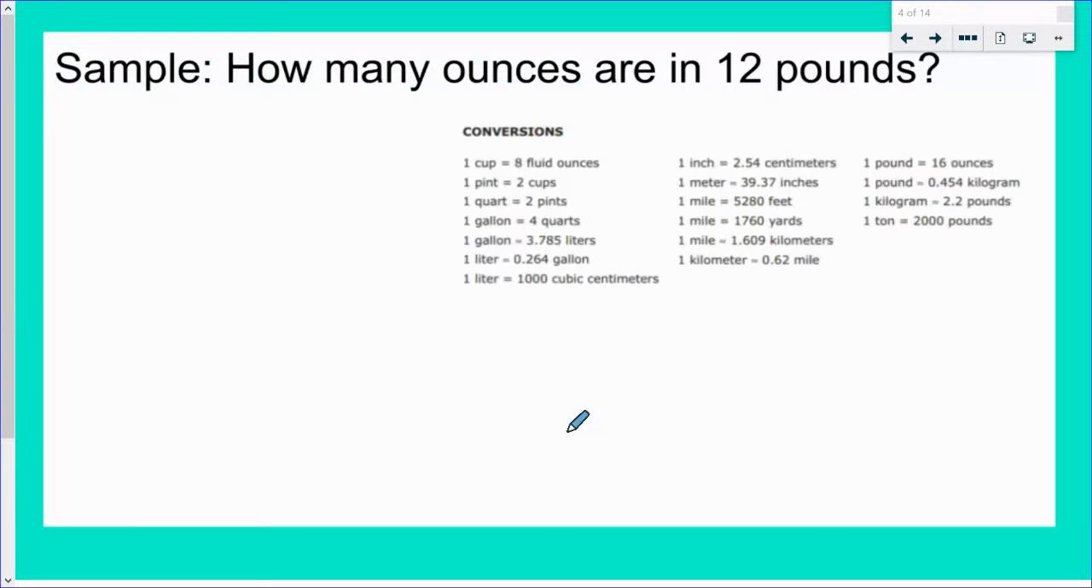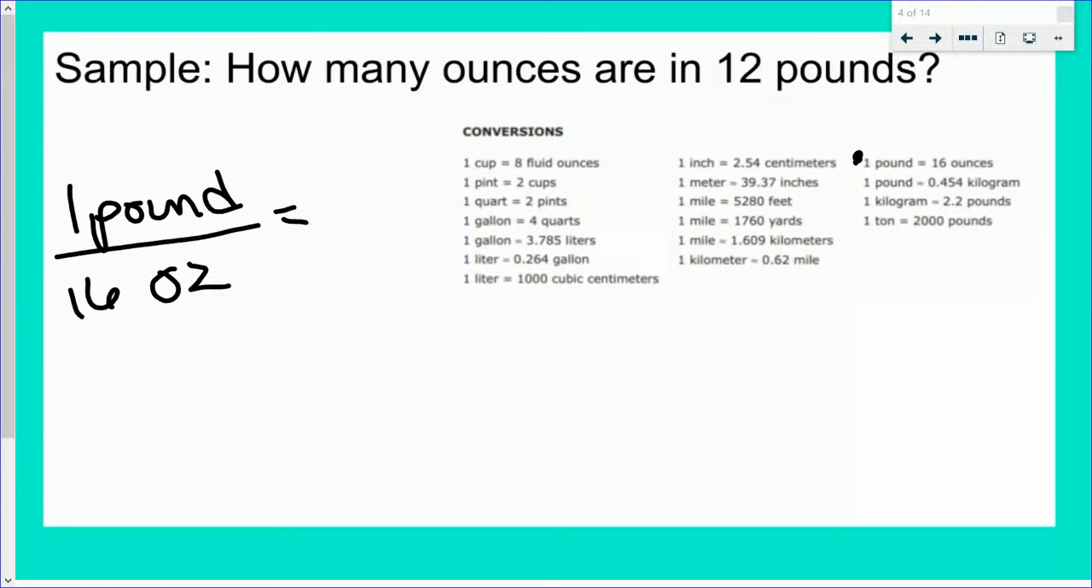All right, now let's take a look at this. How many ounces are in 12 pounds? Looking at my conversion chart, I see that 1 pound is equal to 16 ounces. OZ is the abbreviation for ounces. So 1 pound is 16 ounces, and we want to go to 12. LB is the abbreviation for pounds. Don't ask me why. I know it doesn't really make sense, but that's the abbreviation.